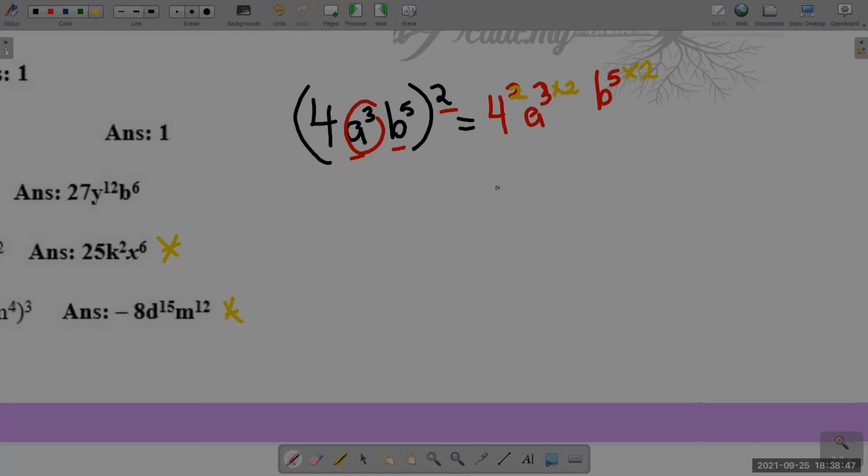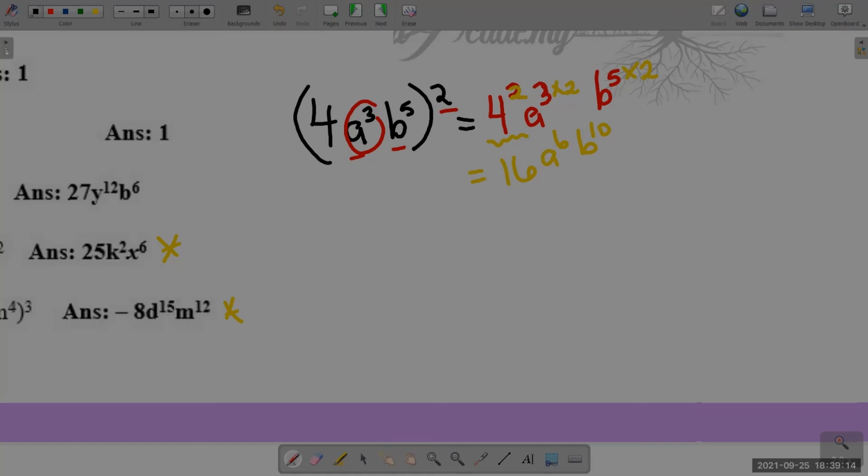So T, you had all of the elements correct. So it's just now to incorporate the coefficient, which is the number in front. 4 times 4 is 16. 3 times 2 is 6. So it's A to the 6th power, B to the 10th power. That's right. So all you needed to do was calculate the 4 squared. Very good. Let's try another one before we move on.